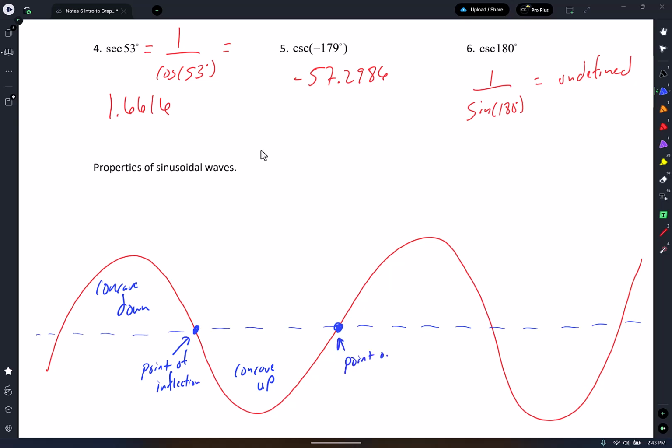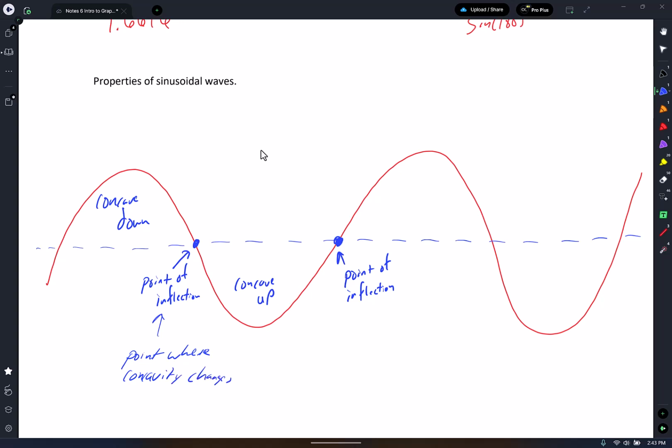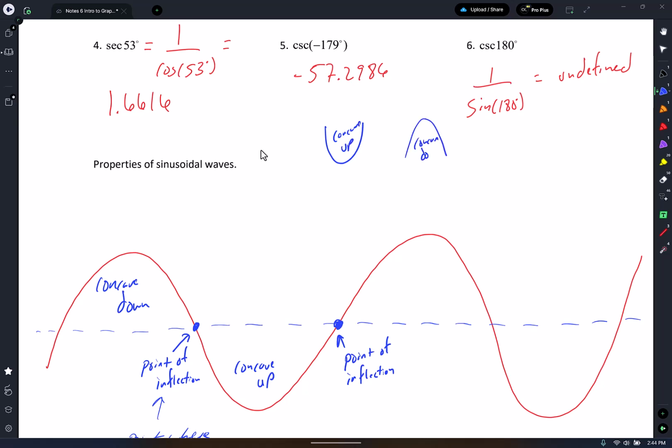Point of inflection. And you guessed it, what's a point of inflection? It's the point where concavity changes. Does that sound familiar to you guys? Concave up, concave down? No? Okay. If it doesn't, a parabola opening upwards is concave up. A parabola opening downwards is concave down. That's all it means.